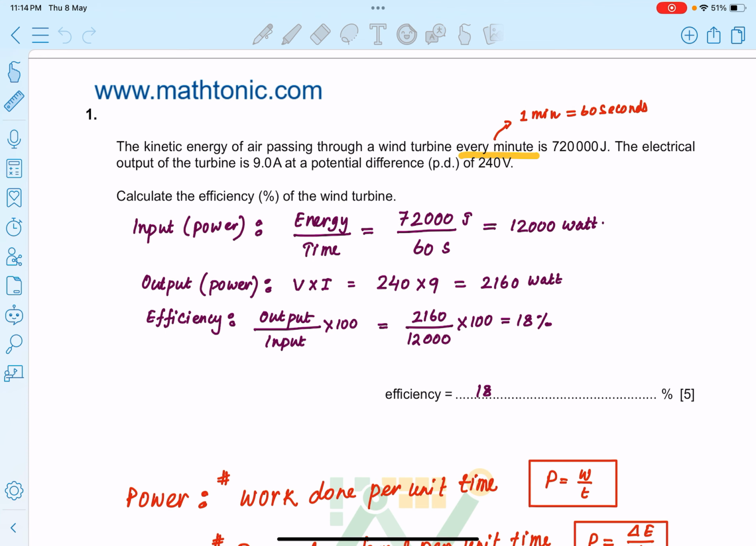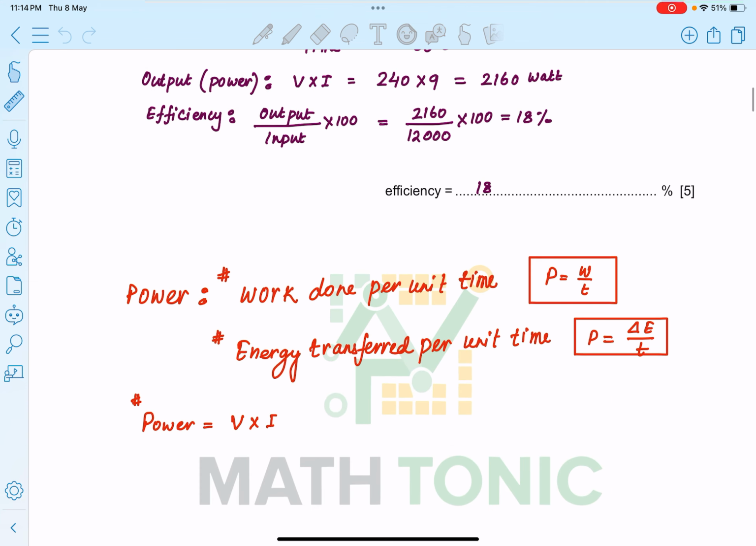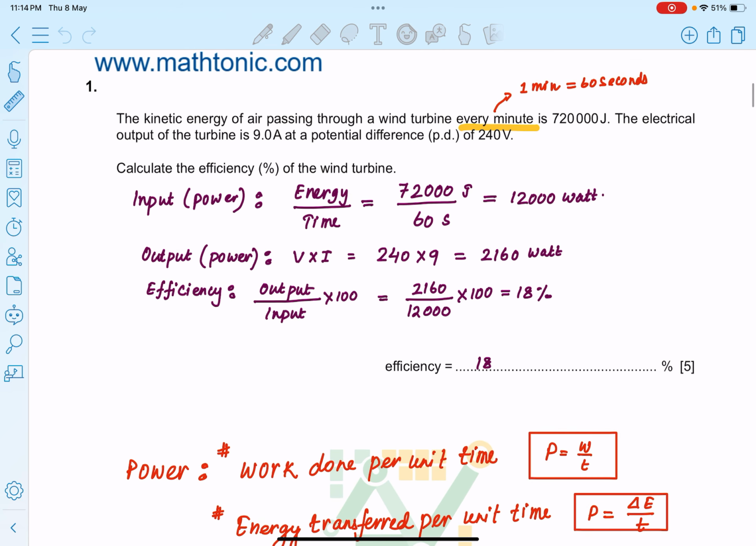See, in every question I have tried to give the notes here. What I'm trying to say is that prediction paper doesn't mean you will get the exact same question. You will get similar questions, right? So I have written notes here so that you can understand if the question changes, you can apply this kind of formula as well. So the first question is to find the efficiency, and I told you that efficiency is nothing but output over input times 100.